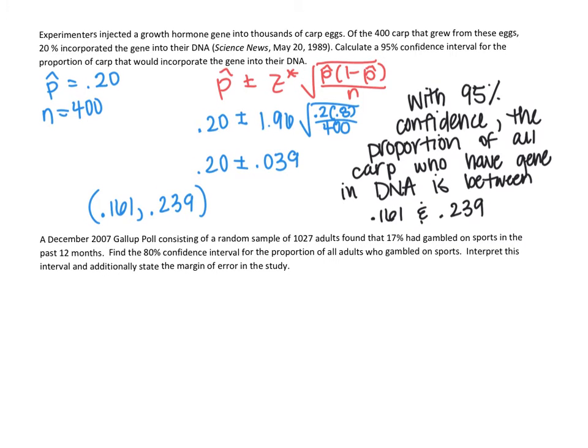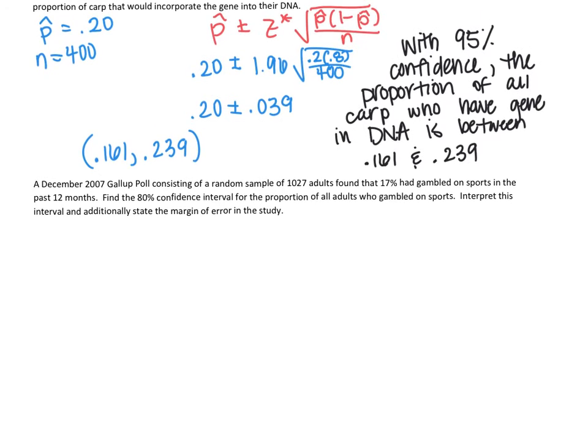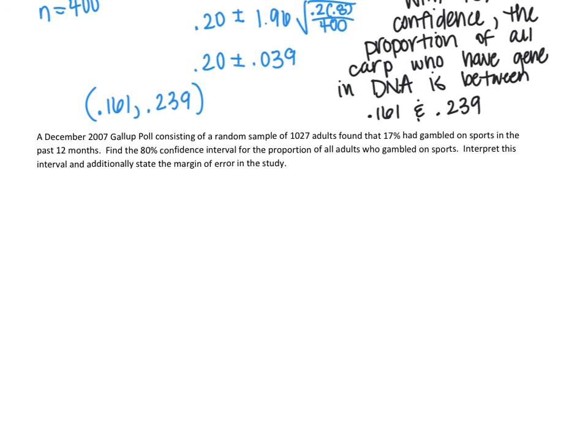Okay. And then our last example says, a December 2007 Gallup poll consisting of a random sample of 1,027 adults found that 17% had gambled on sports in the past 12 months. Find the 80% confidence interval for the proportion of all adults who gambled on sports. Interpret this interval and additionally state the margin of error in the study. So first we start with our p hat, which is going to be 0.17, and n, which is 1,027.